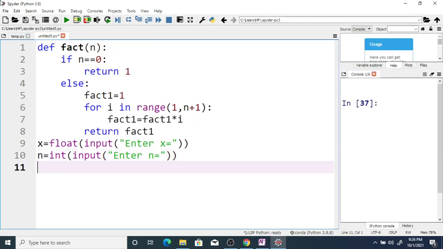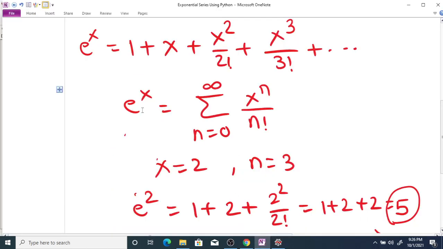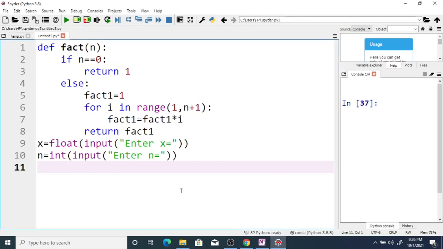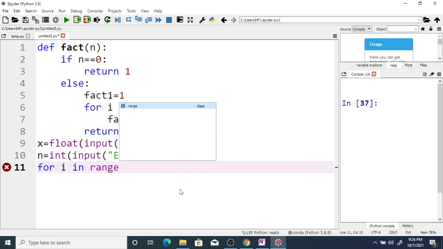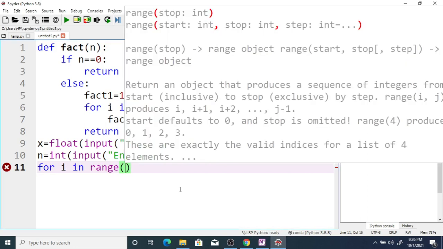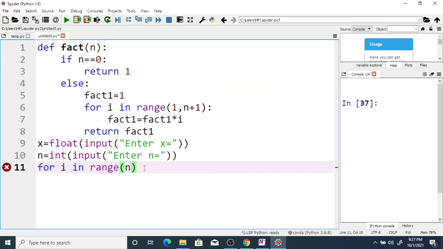Okay. Now again, what is the series expansion of e raised to x? It is x raised to n divided by n factorial. So again, by using a for loop, for i in range, since we want to start our series from 0, by default the for loop starts from 0. So for i in range n.